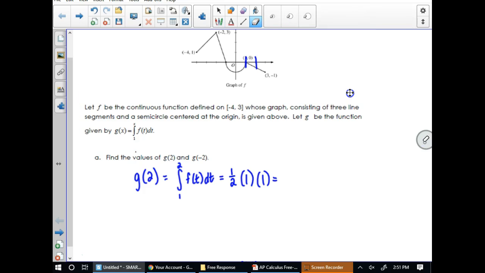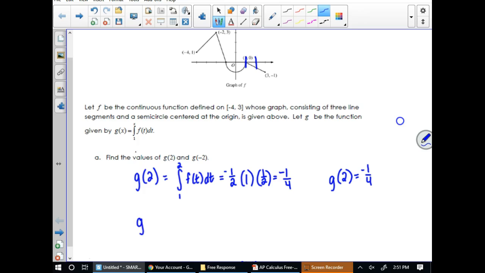actually, no, we do not have a height of 1. We have a height of 1/2 because right here, this is a 1, so this would only be 1/2 right here. So 1/2 times 1/2 is going to give us 1/4. This is below the x-axis, so that's going to be a negative 1/4 there. So g of 2 equals negative 1/4.